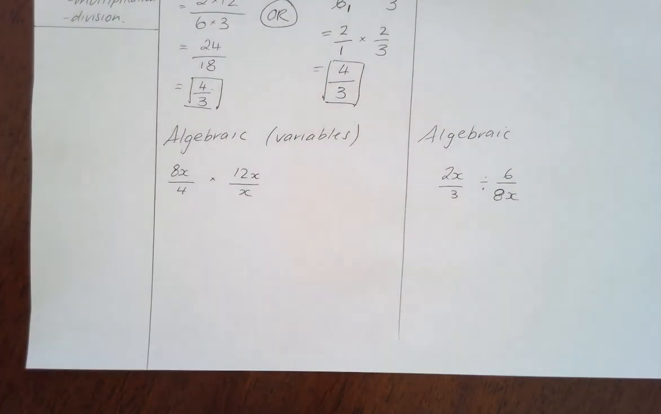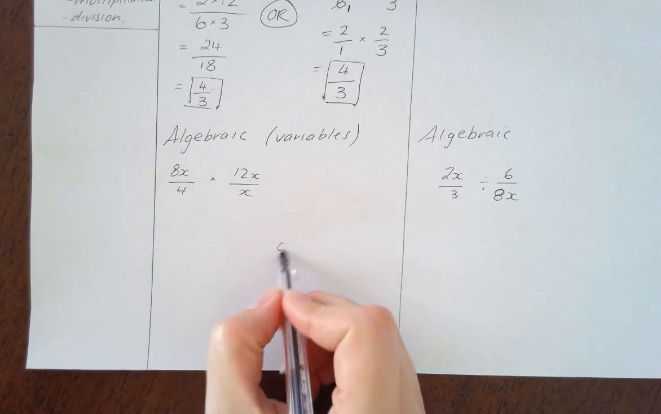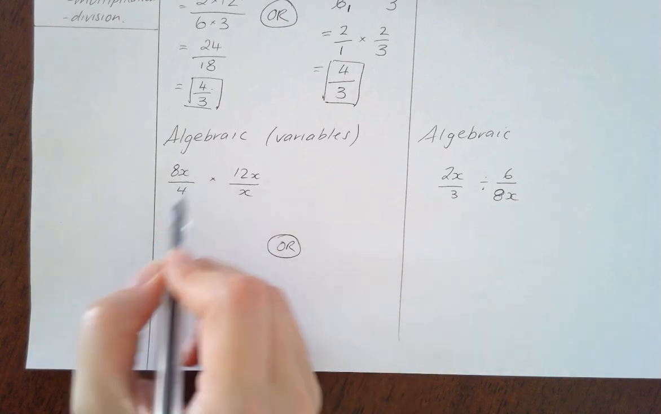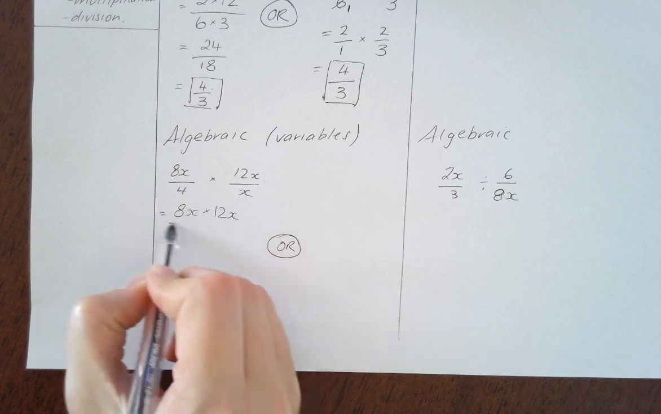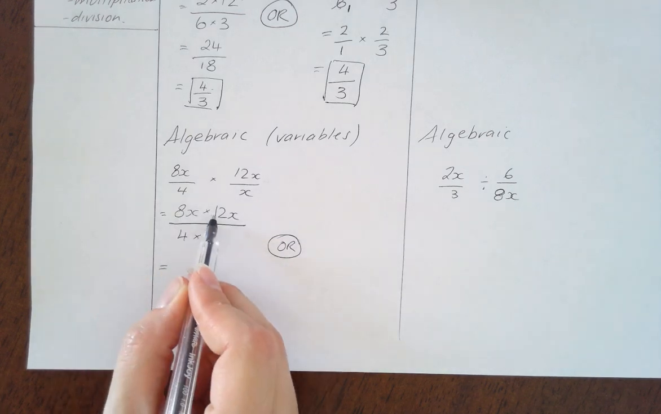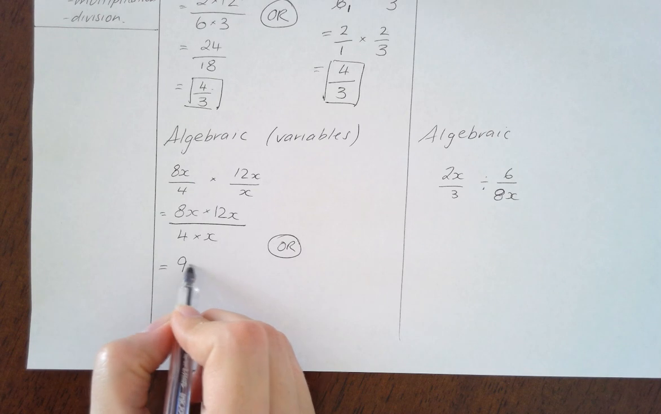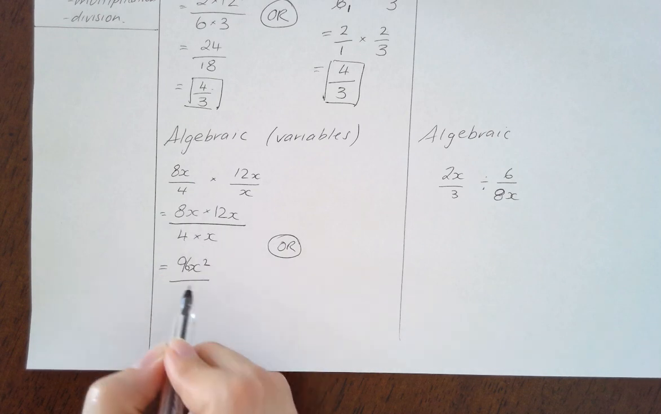Let's have a look at this one here. It is an algebraic expression, and we are multiplying these all together. We'll do it our two separate ways again. So our first step would be multiplying the numerators together and then our denominators together. 8x times 12x, 8 times 12 is 96, and we're going to have an x squared term there. 4 times x is 4x.